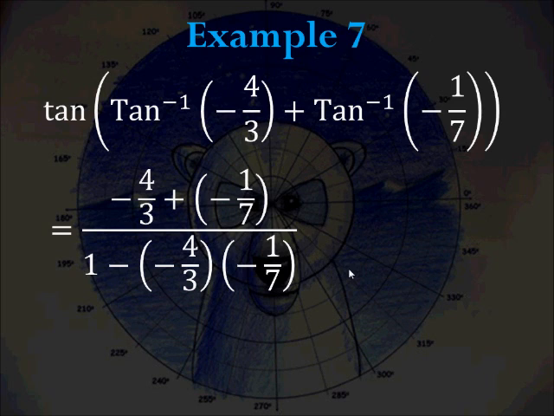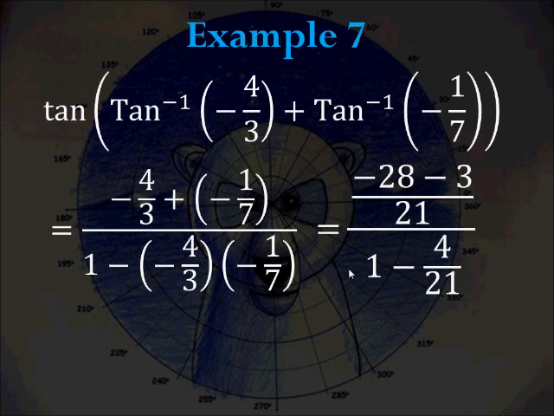So in the numerator you have negative 4/3 minus 1/7. In the denominator, remember, is 1 minus tangent of a times tangent of b. So here, 1 minus negative 4/3 times negative 1/7. Now we simplify the fractions, and you get negative 28 minus 3 over 21, all over 1 minus 4 over 21. And so if you reduce the fraction, you get negative 31 all over 17, because the denominators of 21 cancel out. So again, use the addition formula, plug in the values. This one's not too bad.